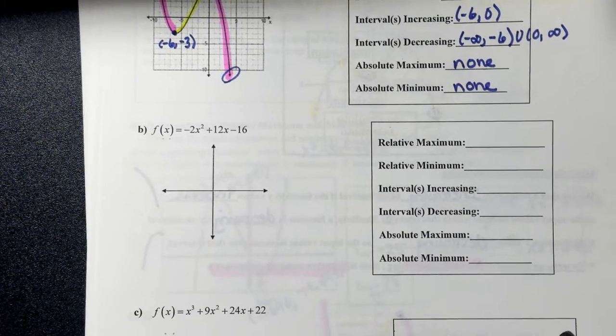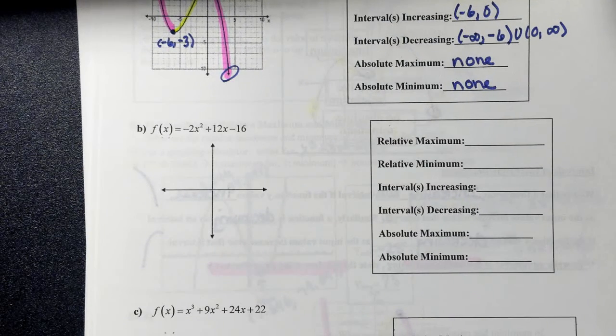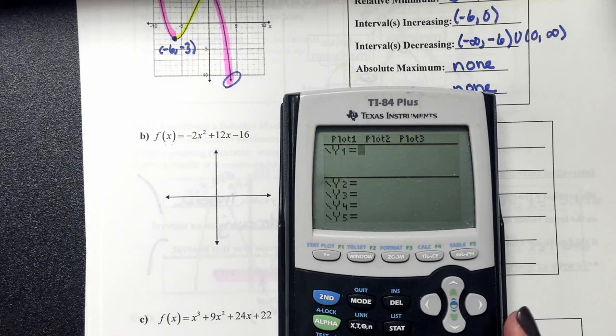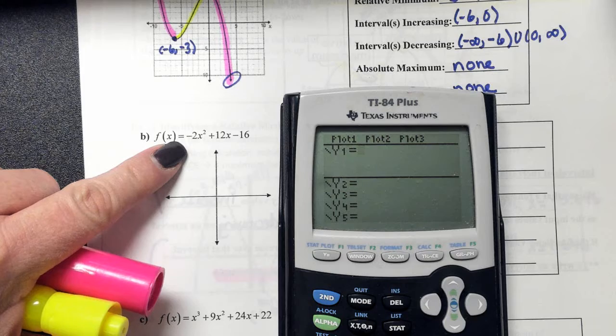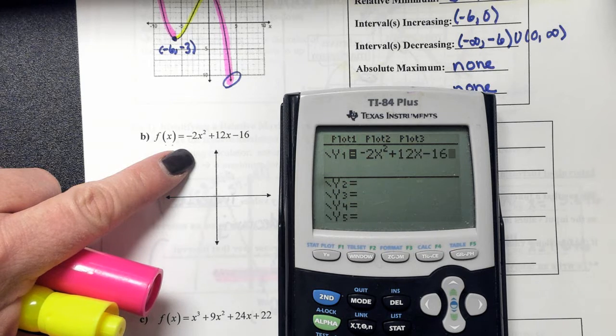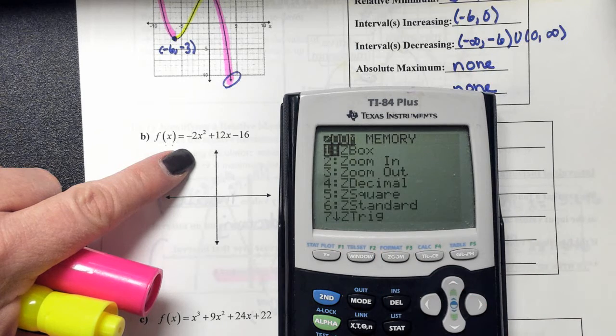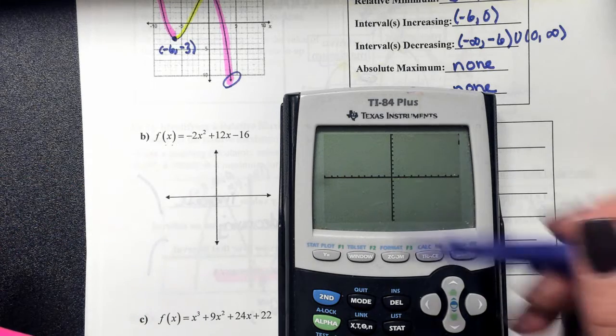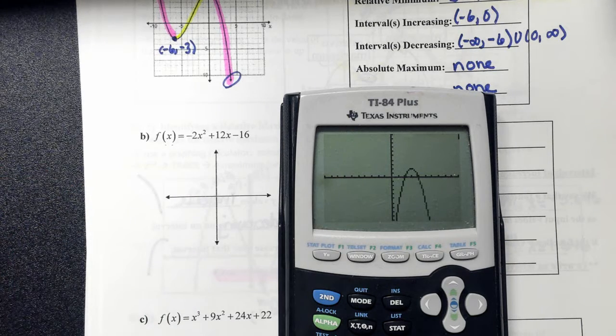So now let's take a look at one where the graph isn't given to us. So this is where we're going to go ahead and take a look at this on the calculator. I'm going to go back to my y1 and type in -2x squared plus 12x minus 16. Now my window I've really readjusted, so I'm going to bring it back to a standard viewing window. To do that, I'm going to go to zoom 6. That'll bring my x and y axis out to -10 and 10.